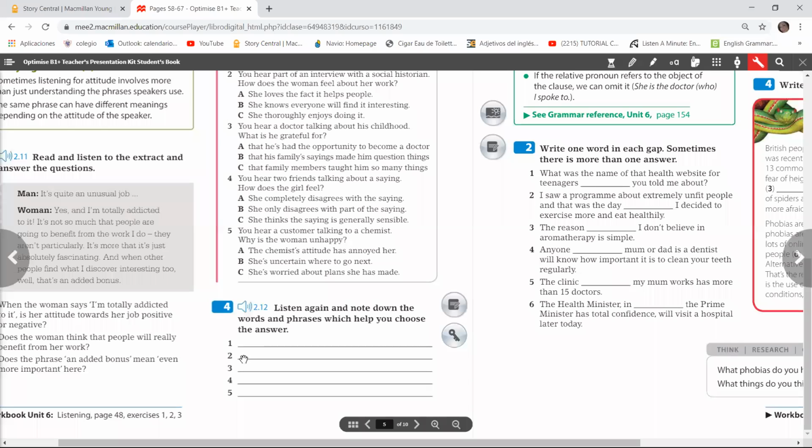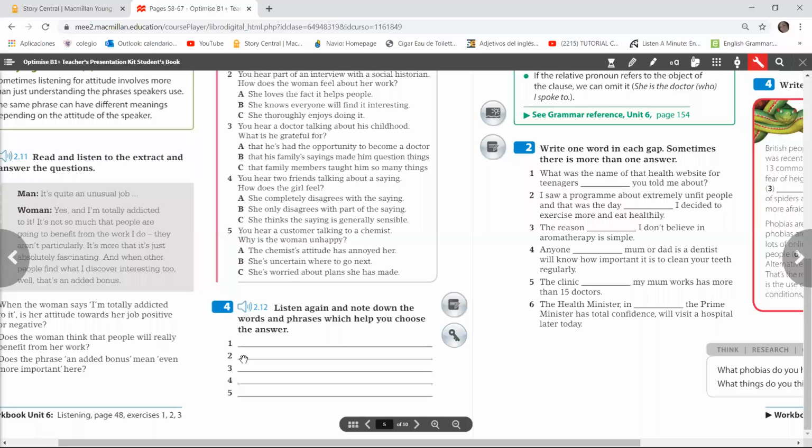La número 2. ¿Qué fue lo que escucharon que detonó la respuesta de la número 2? ¿Alguien que me ayude? Julie, do you have the answer? I think it is I'm totally addicted to. Very good. Thank you. Podría ser esa. Ok. Y hay otra que decía absolutely fascinating. Ok. Cualquiera de las dos podría ser.